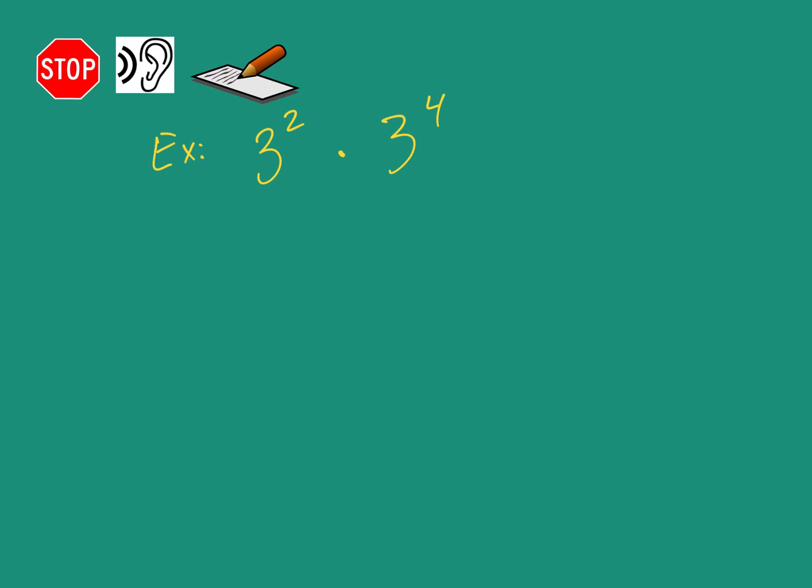So in order to understand this the absolute best, I'm going to write it down in expanded form really quick. 3 to the second is 3 times 3. I bring down my multiplication sign, and then 3 to the fourth in expanded form is 1, 2, 3, 4 threes with multiplication signs in the middle. So we just broke down the problem into 3 sections.